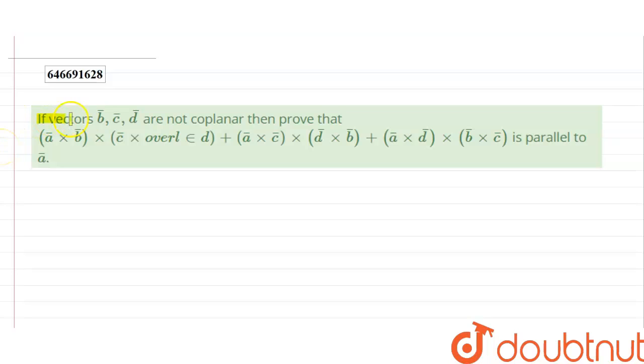Here the problem is given: if the vectors B, C, D are not coplanar, then prove that A cross (B cross (C cross D)), A cross (C cross (D cross B)), and A cross (D cross (B cross C)) is parallel to A. Okay, is parallel to A. So now how to prove this?